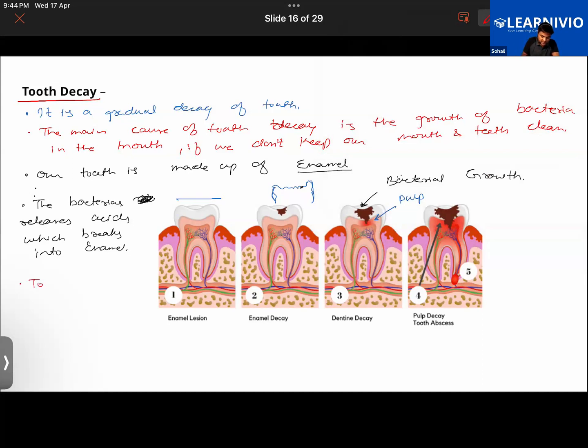So another thing is that tooth decay, Sir, we should yes, write the blank. the blank, yeah, the one in blank, yeah, right, that one also. Okay, sir.